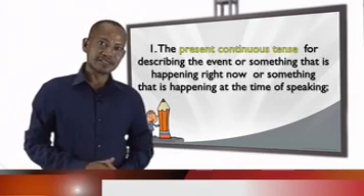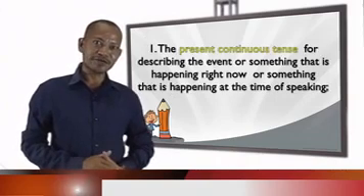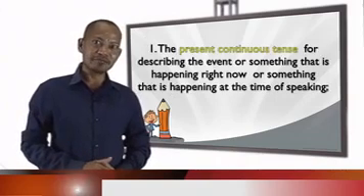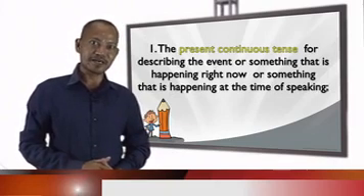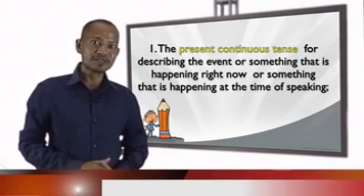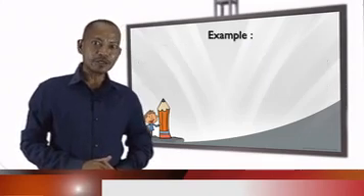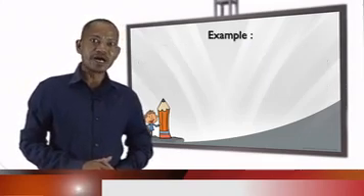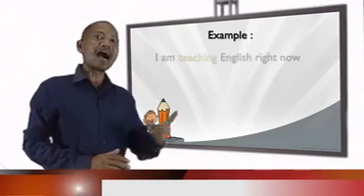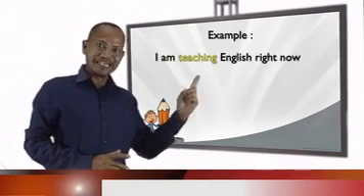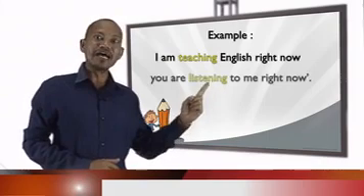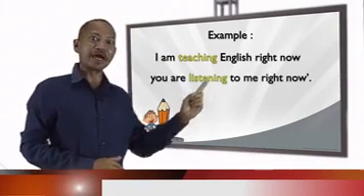Okay, first let's take a look at the present continuous tense used to describe an event or something that is happening right now, or something that is happening at the time of speaking. Have a closer look at the examples. I would definitely say, I am teaching English right now, and you are listening to me right now.